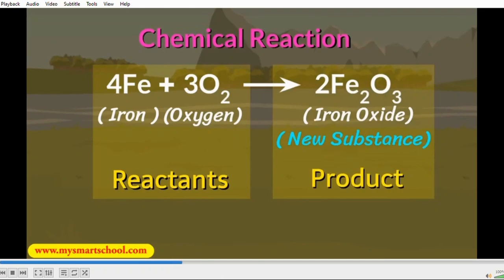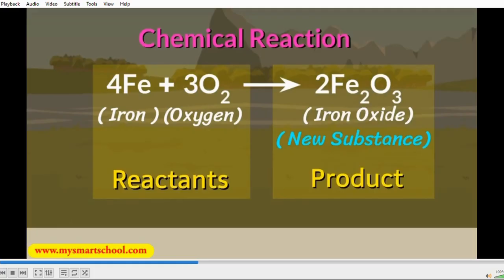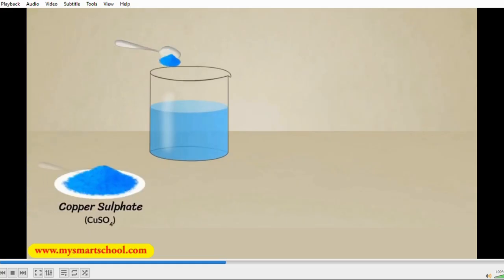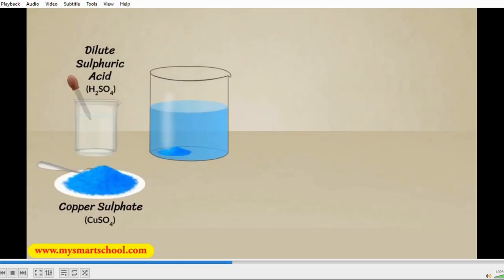Chemical change is the product of the reaction. Take another example for understanding it more clearly. Take some water in a beaker, dissolve a tablespoon of copper sulfate in it and add a few drops of dilute sulfuric acid to it. It will form a blue colored solution. It is copper sulfate solution.